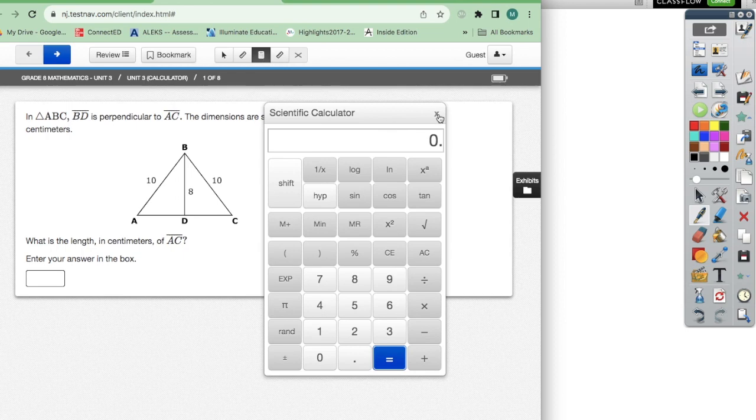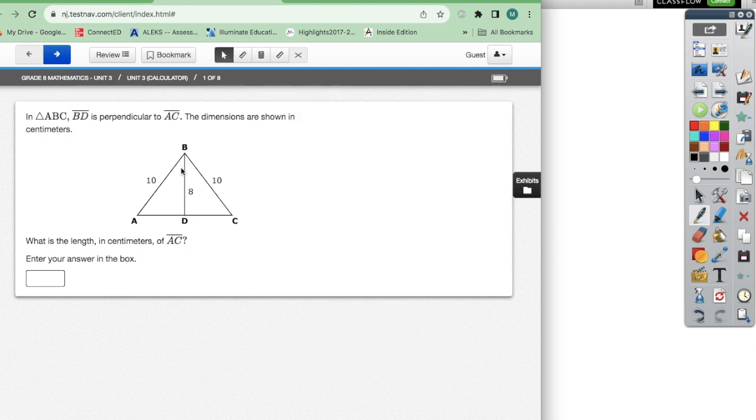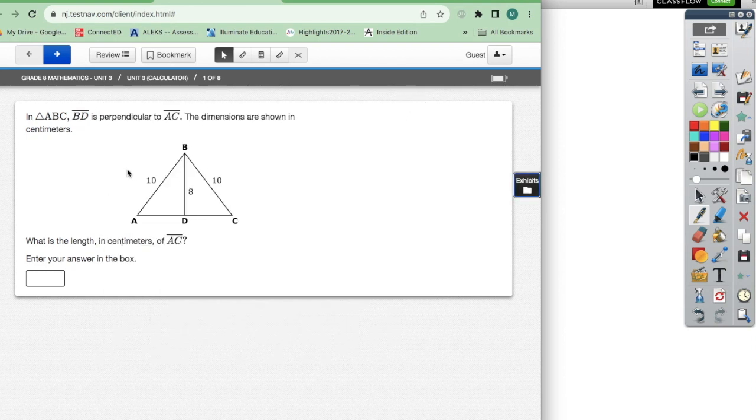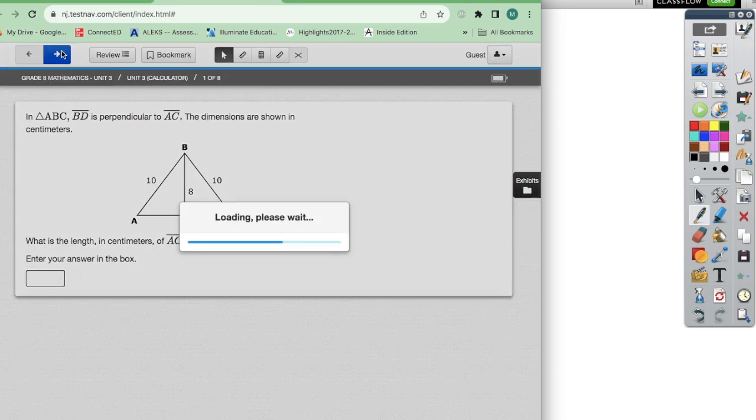All right. One thing I want to encourage you to do is, when you look at these, make sure that you look at each of these first. You also have the exhibits. You might have a printed paper for that too, a reference sheet. So this one talks about this triangle, and it's asking for the length in centimeters of AC. We'll come back to that.